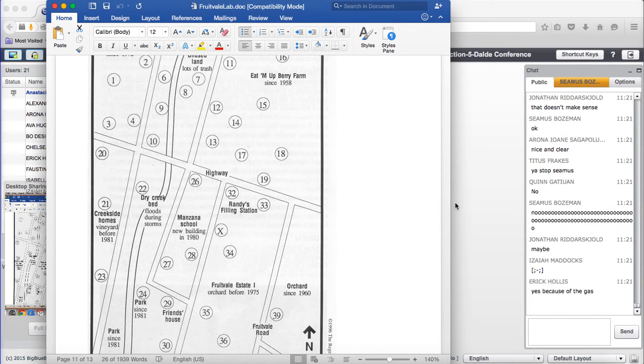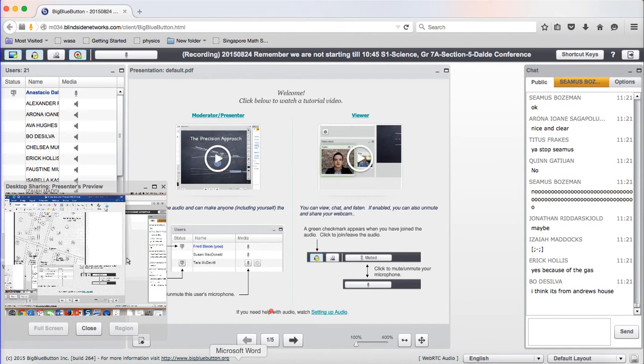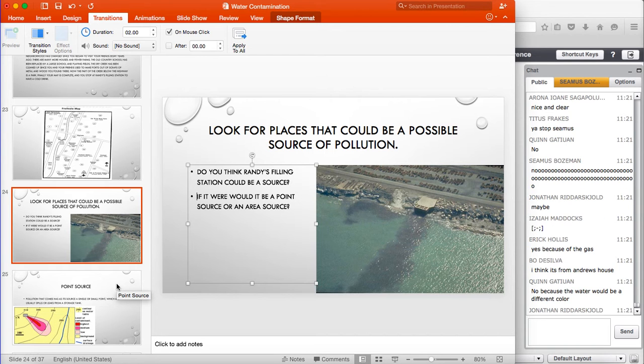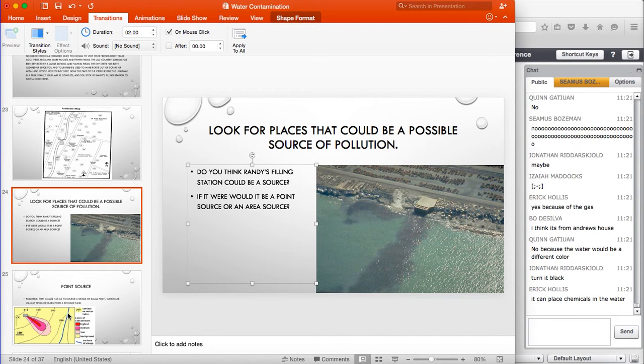Maybe. Yes, because of gas. What does gas do? Well, the gas could have leaked into the water. So the reason why I'm talking about this is I want to introduce you to a concept.